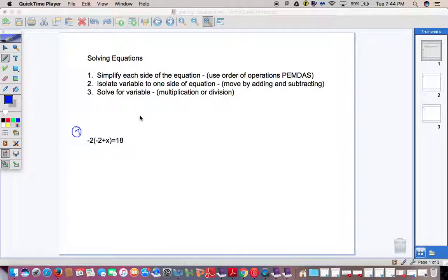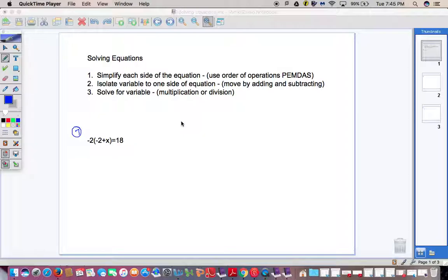So this video is about solving equations, and as discussed, we have a few steps to solve equations. The first is to simplify each side of the equation. You're going to use your order of operations for this, which is parentheses or grouping symbols, your exponents, multiplication and division from left to right, and addition and subtraction from left to right. Your second step will be to isolate the variable term to one side of the equation.